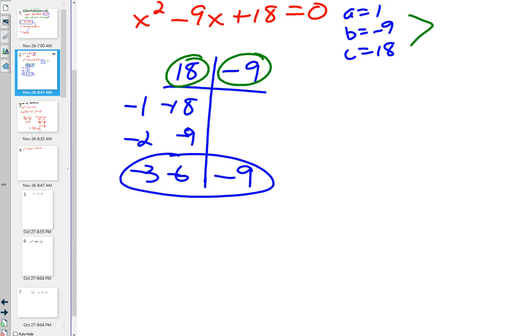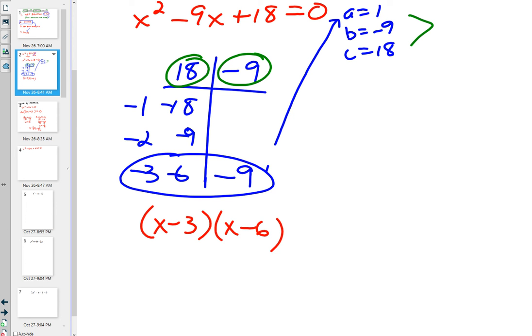Be so happy, be even more happy, because A is 1. So when A is 1, I can just go straight to factored form and say x minus 3, x minus 6. It doesn't matter the order, you put the x minus 6 first. This is an exact repeat of what we did on Monday. The only new thing today is equal 0.